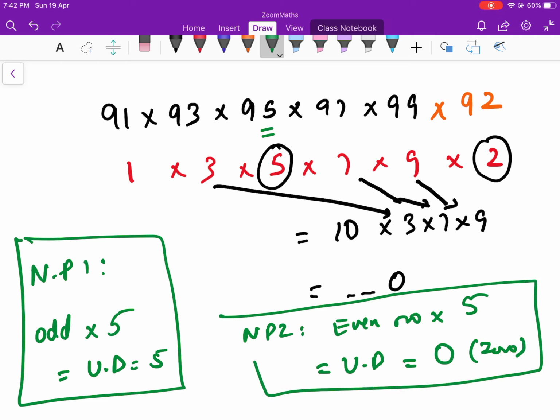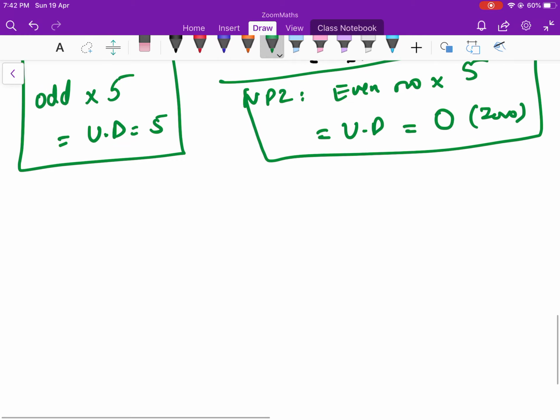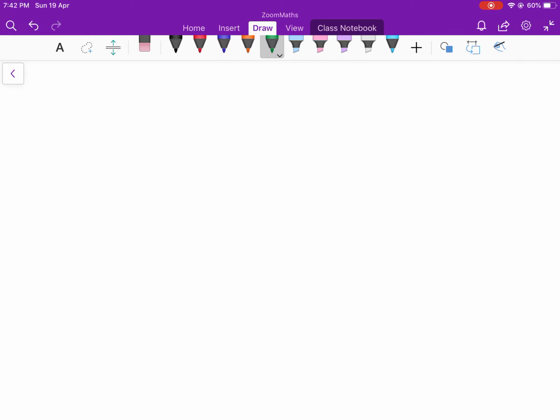Remember this point. When you multiply an even number with 5, the unit digit is always going to be 0. When you multiply an odd number with 5, the unit digit is always going to be 5. Okay, let's see a few more problems.